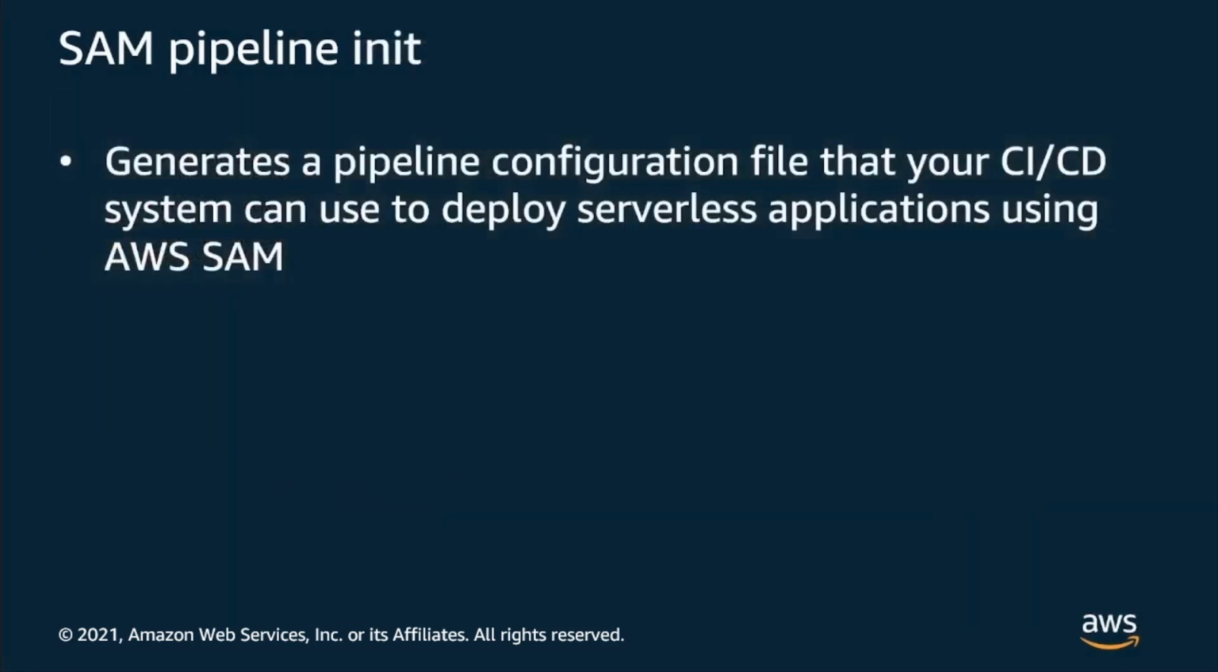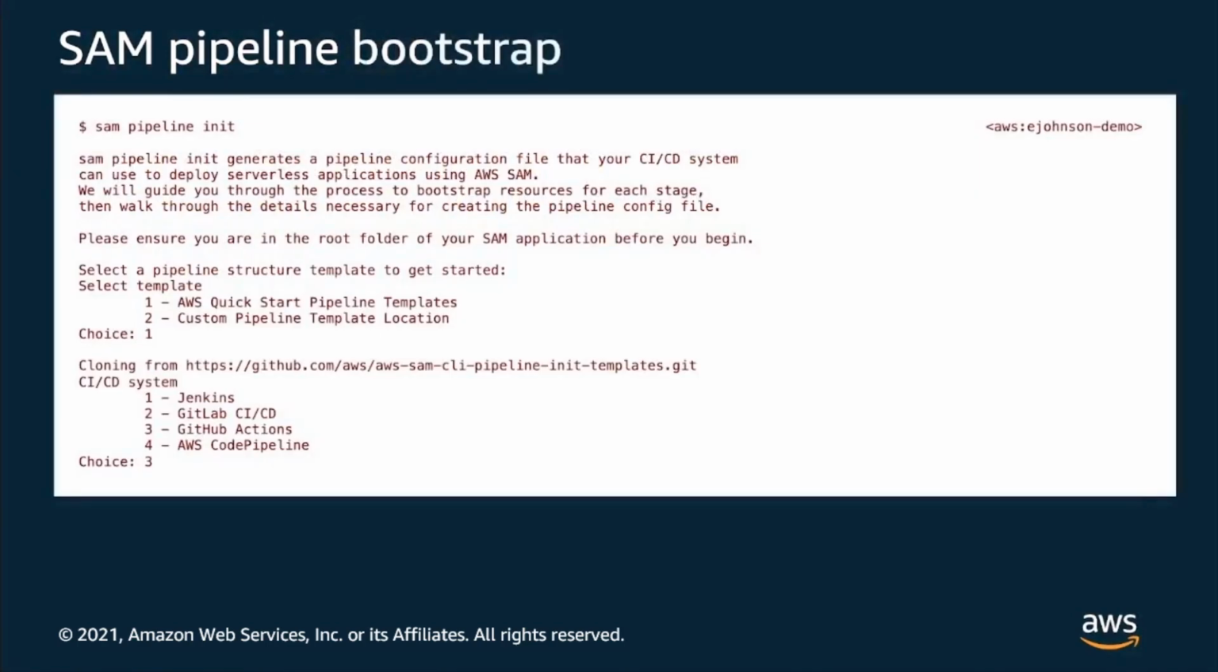So the next thing you're going to do is SAM pipeline init. Remember, you're going to run the bootstrap for as many stages as you want. Now you're going to run init, and this is going to generate the pipeline for the specific client you want to use. So let's look at that. The first thing it's going to ask is what do you want to use? One of our quick start templates, much like SAM init itself, or your custom ones. So we're going to choose one of the built-in ones, and in this, I'm choosing GitHub Actions.